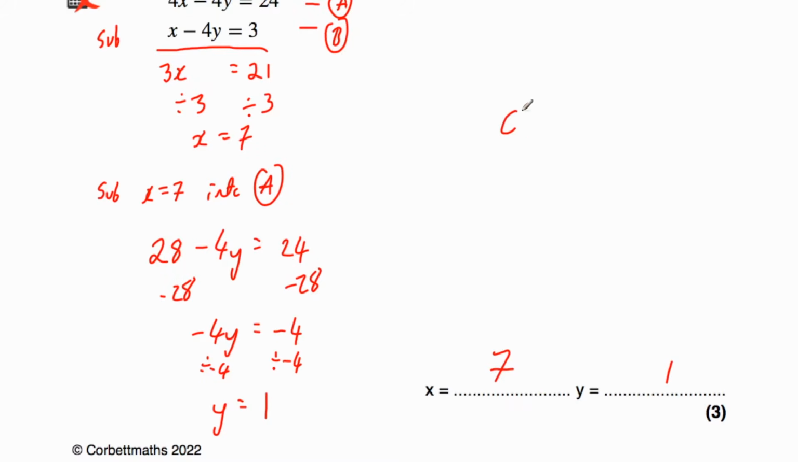Let's check in B. So check in B. So B is x, which is equal to 7, minus 4 times y, and y is equal to 1, so 7 minus 4 is equal to 3. 7 minus 4 is 3, so we've got 3 equals 3, so that's correct. So that's our solutions, x equals 7 and y equals 1.